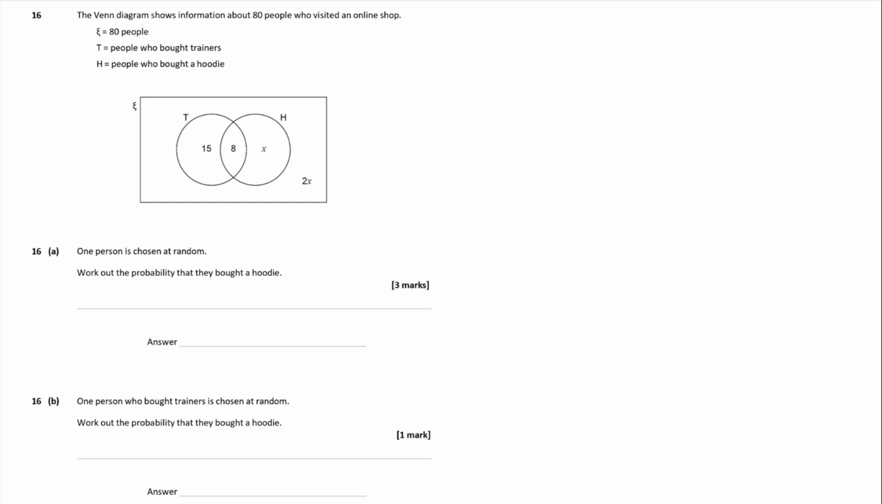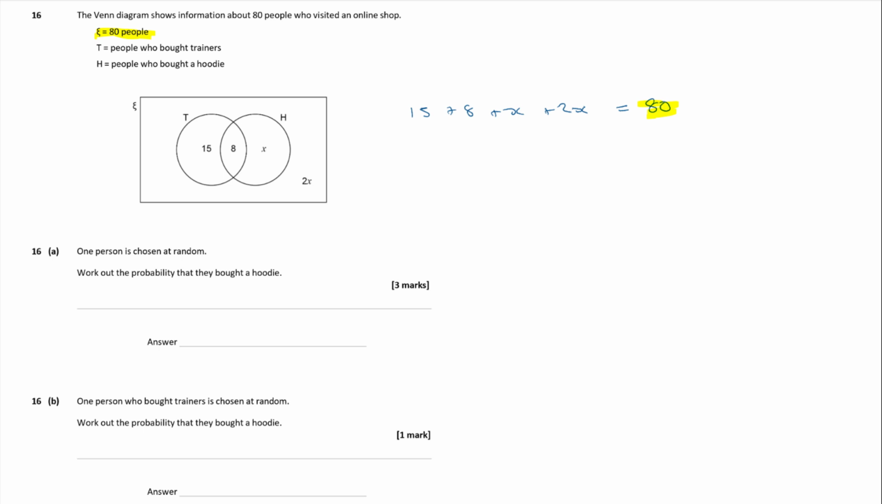One person is chosen at random, work out the probability that they bought a hoodie. Okay? So, yeah, the first thing we're going to do is have to work out that x. Now, we know that the universal set is 80, so that means all 4 regions of this Venn diagram need to add together to 80, because that's the number of people in the universal set. So that means if I take the numbers in the 4 regions, 15 and 8 and x and 2x, and add them up, I'm going to get 80, which is the number of elements in the universal set.